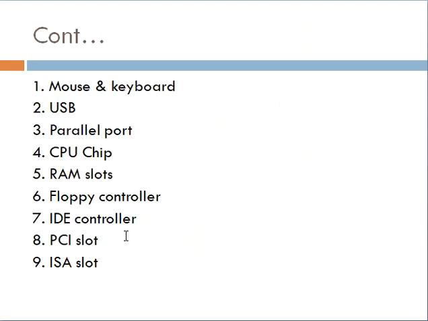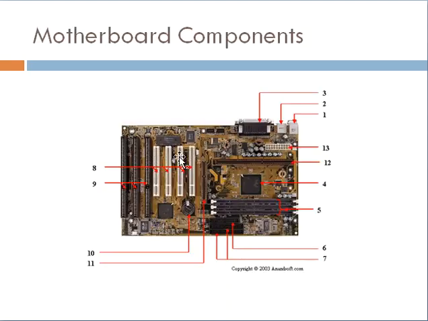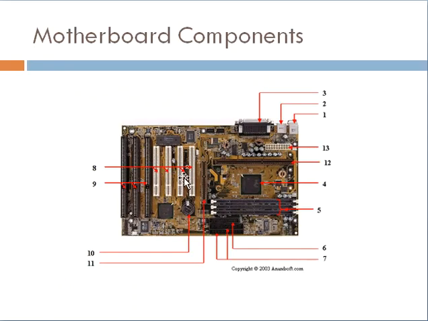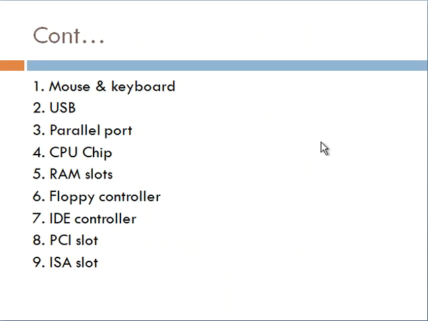The first part is here, I declare mouse and keyboard. Where it is written 1, it is indicated by mouse and keyboard. Where it is written 2, it is represented by USB. In the USB port, we have ports on both the front and rear side of our computer. So position 2 shows our USB. Similarly, other peripherals and components are parallel ports, CPU chips, RAM slots, floppy controller.